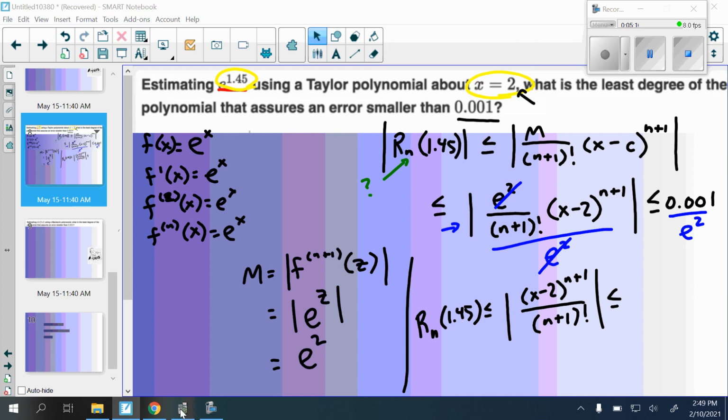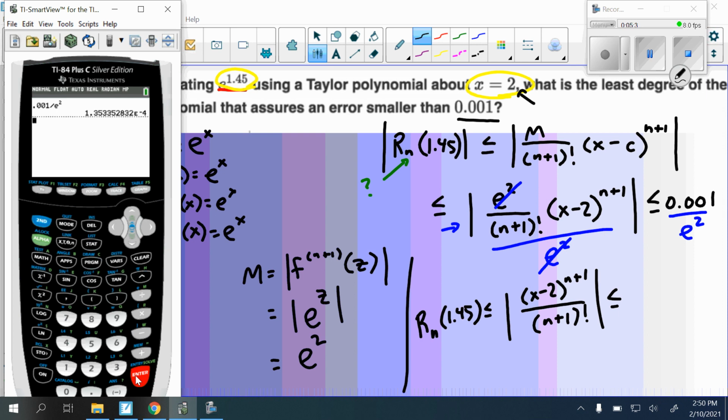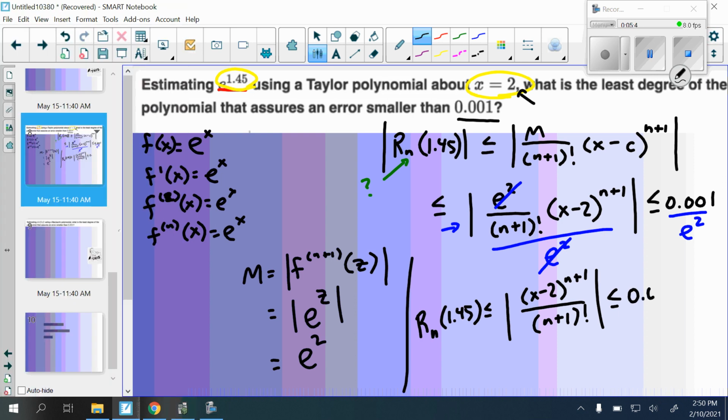So on your calculator, let's do that. Let's say 0.001, and we're going to divide by e squared. And if we do that, now we know it should be less than this. And that's scientific notation to the negative 4 power. So we'd want to move that decimal point to the left 4 times, which means there's going to be 3 zeros in front of this number. So it's going to be 0.000, and then 135 was the number we had up there.